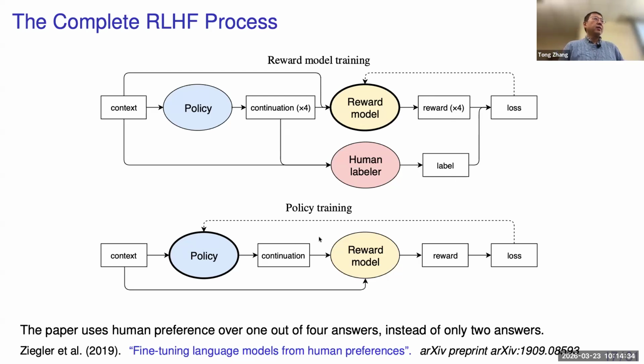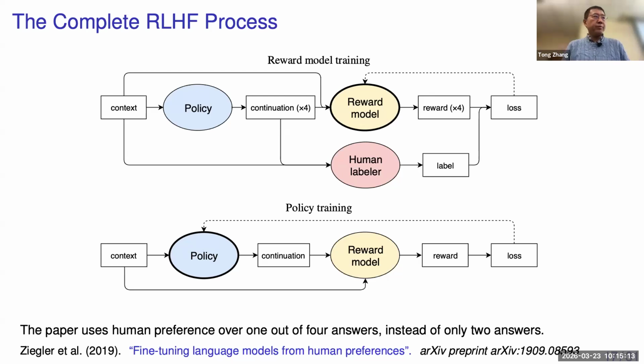Policy training: you have a context, you have a policy, you have a continuation. Again, this is a prompt, and this is your response or answer. Then this reward model is learned from here, and using this one, you have policy training. At that time, they used PPO, but we could use other things we will talk about next time. Reward and loss and so on. We'll talk about this in more detail next time. But this is basically the two-stage pipeline: reward model learning, then policy learning. Okay.